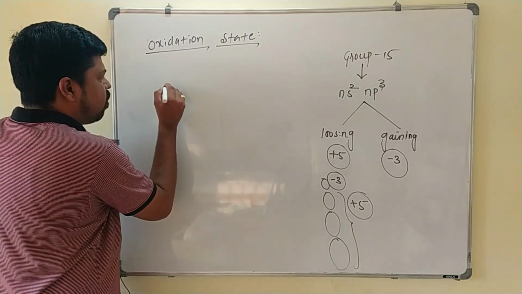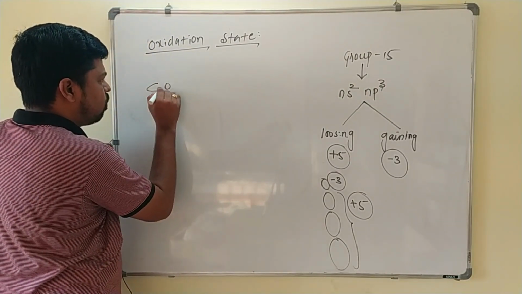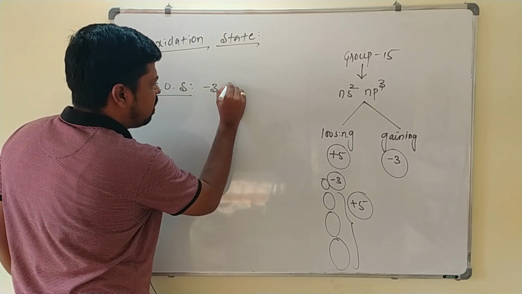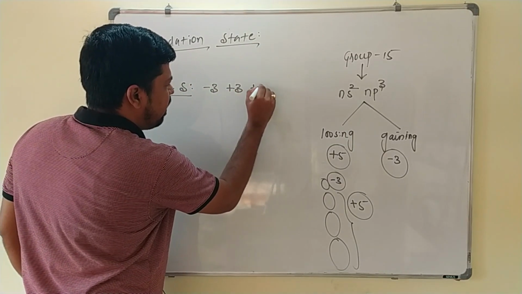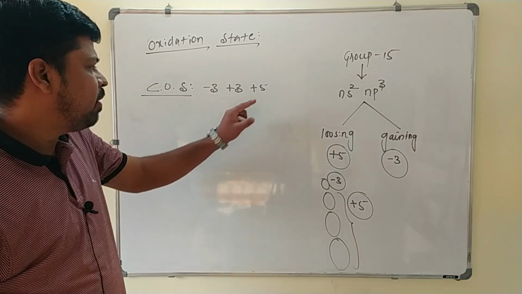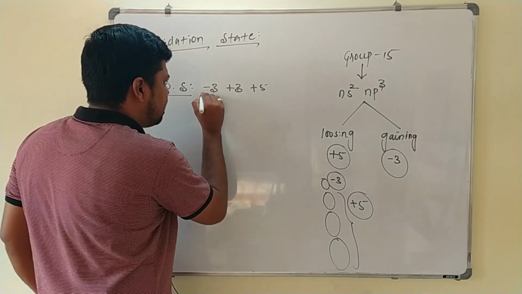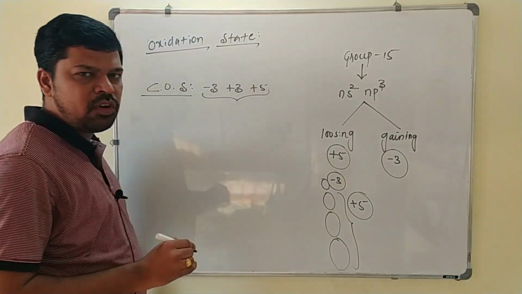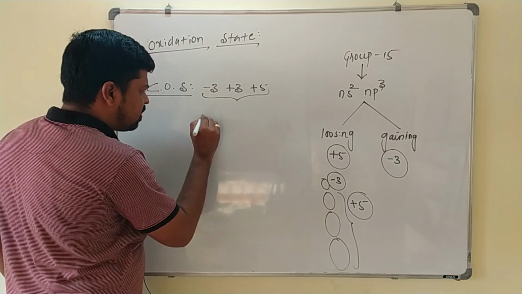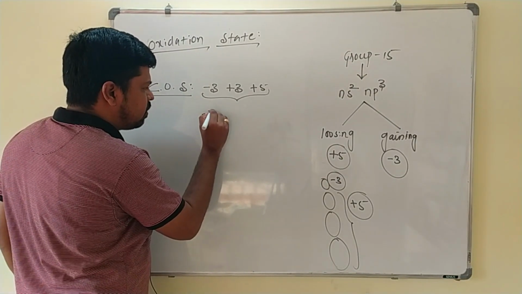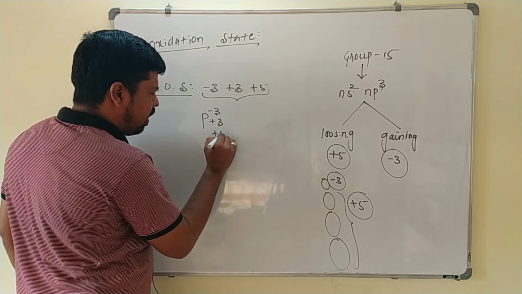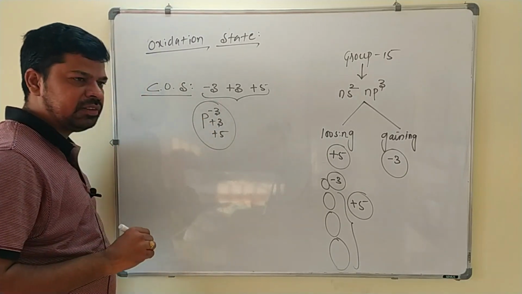Now the common oxidation states of group 15 elements we can write. These are -3, +3 and +5. Okay, -3 there means +3 is also possible and +5 is also possible. These three are common oxidation states of group 15 elements here. In group 15, phosphorus is the most commonly encountered element. In this one, you have to remember these -3, +3 and +5 oxidation states here.